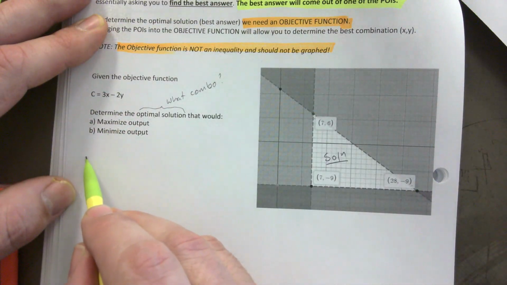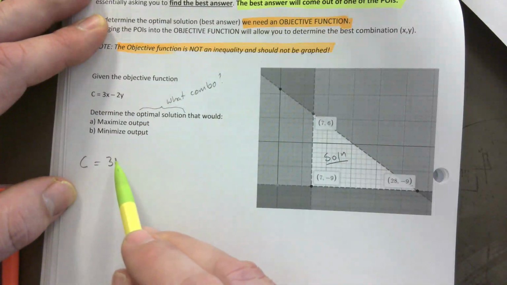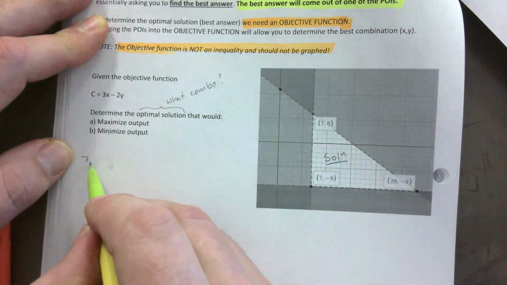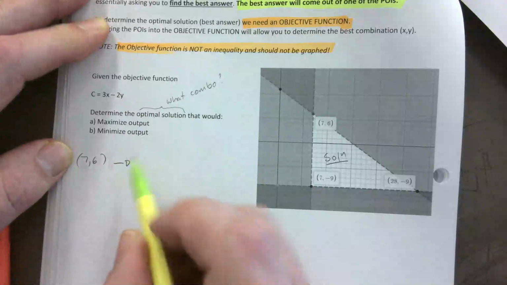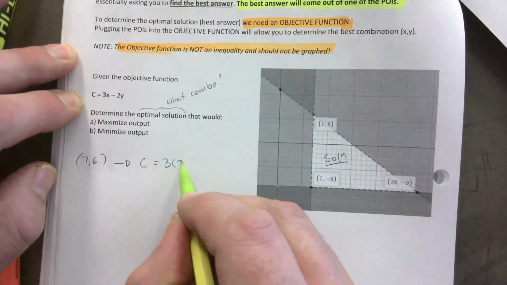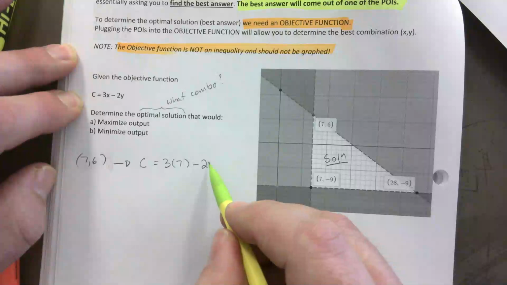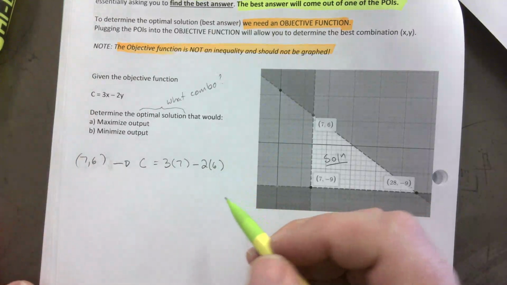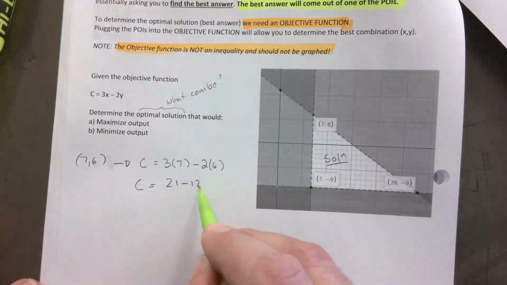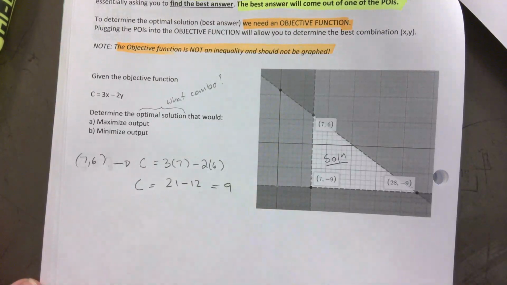So let's see here. C is equal to 3, oh sorry, my bad, rewind. I'm going to show what I'm doing here. I'm going to take 7, 6 and plug it into that objective function. Okay? So I'm going to go C is equal to 3 times 7 minus 2 times 6. And C is going to be 9. Okay, that's 21 minus 12. So it's equal to 9.